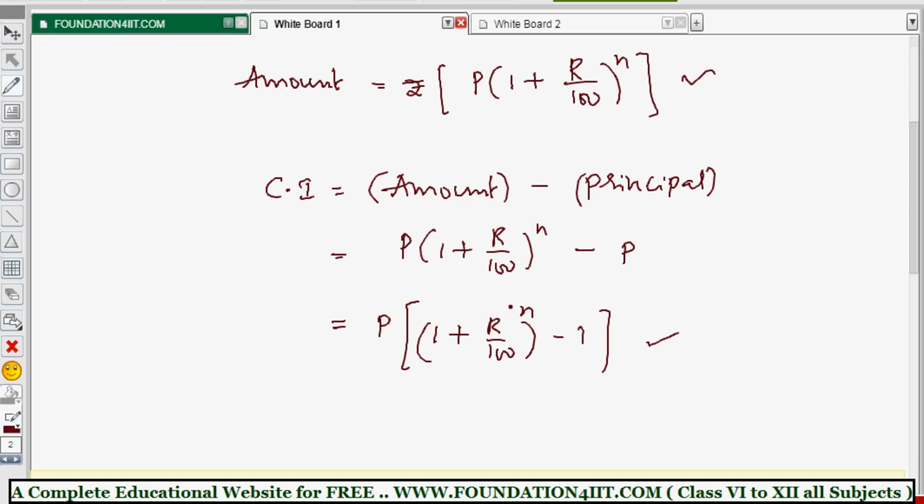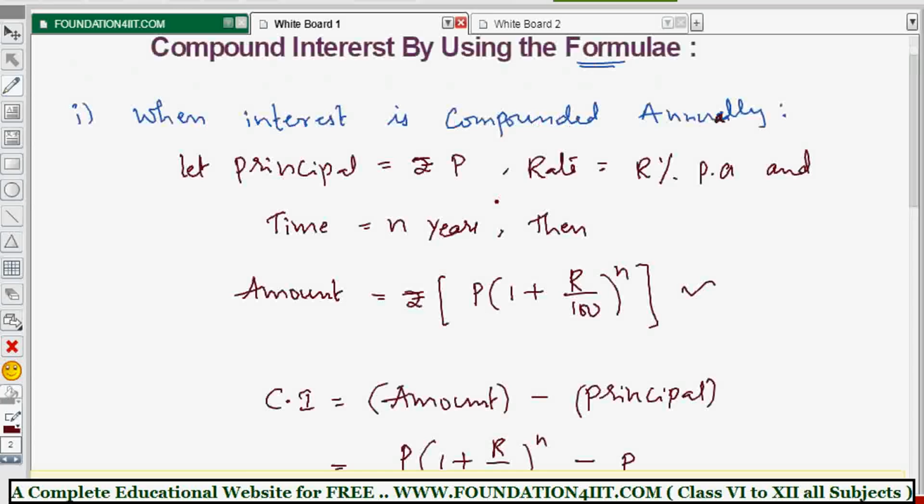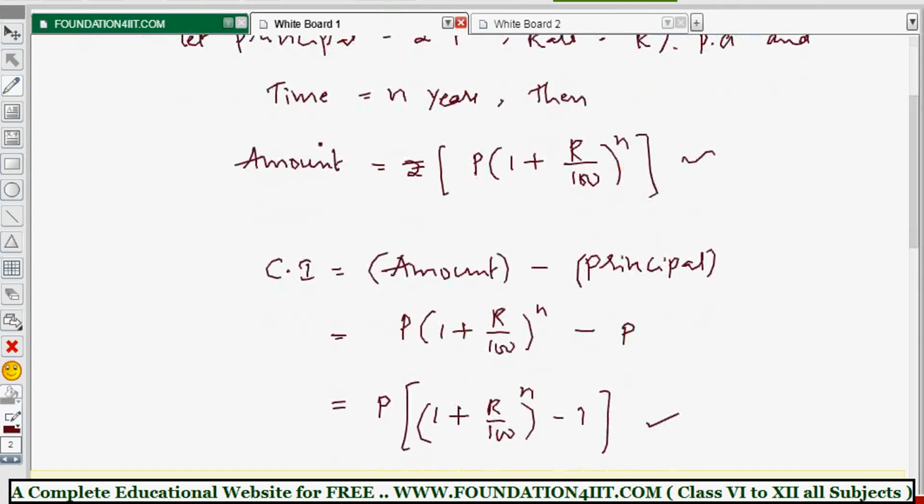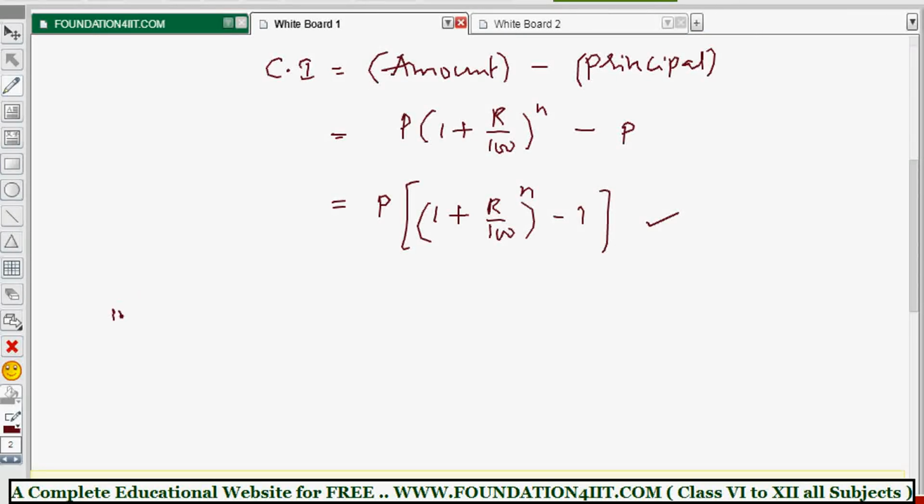This is when the same rate applies throughout the years. Next, when interest is compounded annually but the rates are different for different years, how do we find the amount?